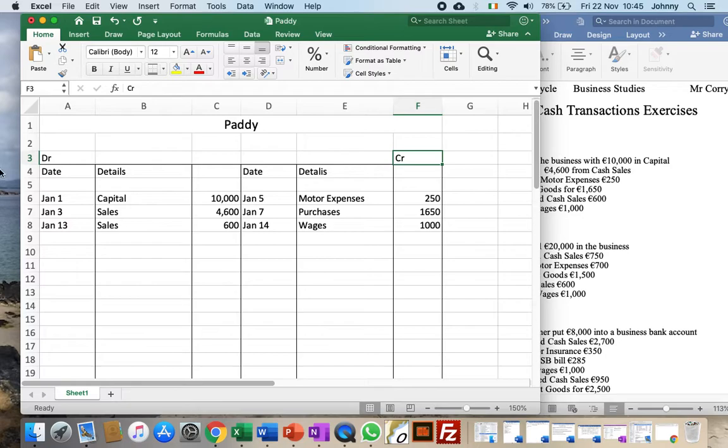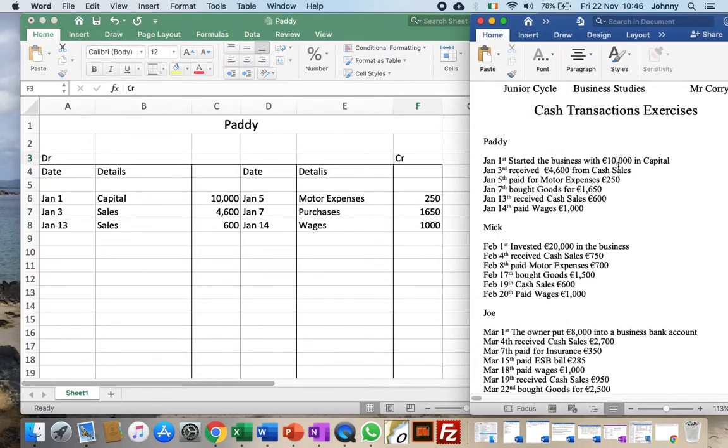Okay, this is a brand new business, so we have nothing at the beginning, so we have no balance, nothing left over from previous months. It's a brand new business. So we recorded the fact that 10 grand was put in, so we put it on the plus side, the debit side, and we called it capital.